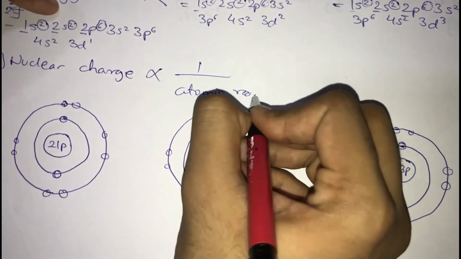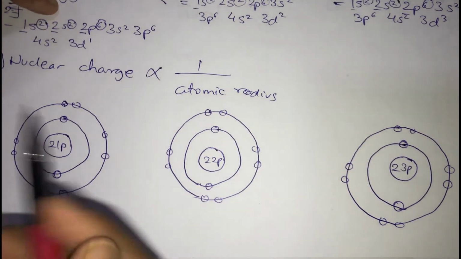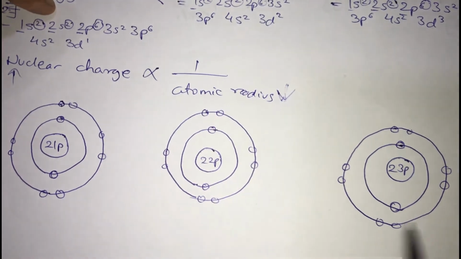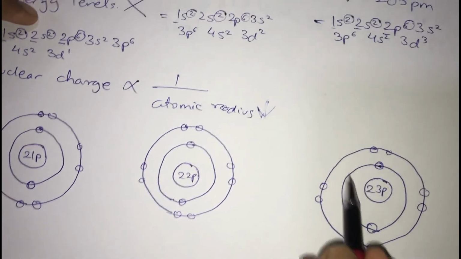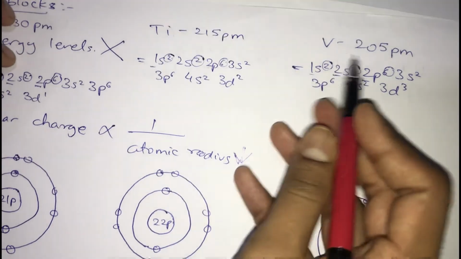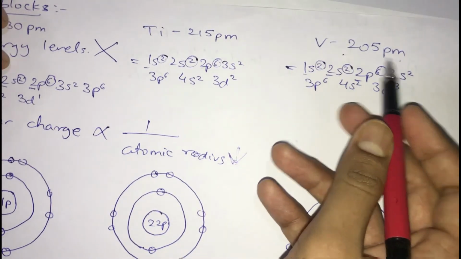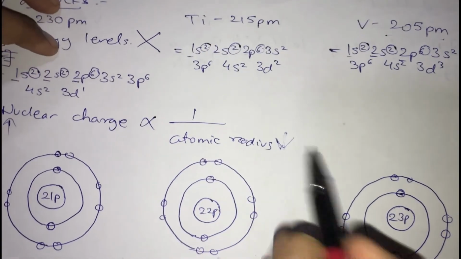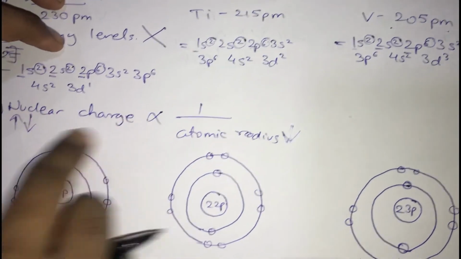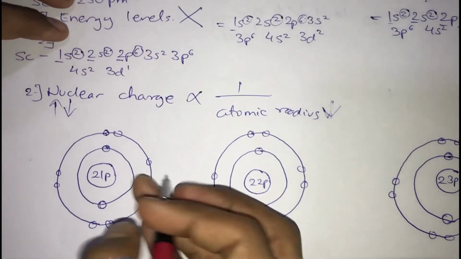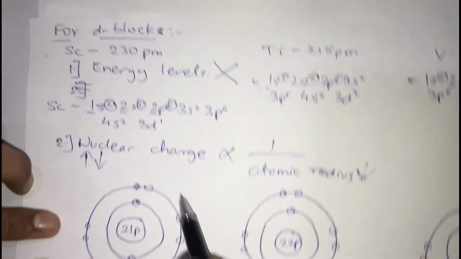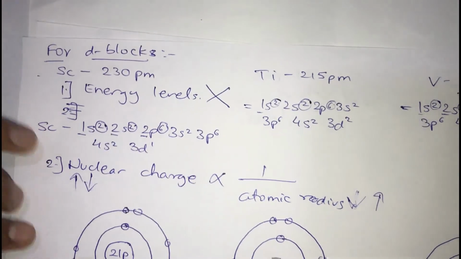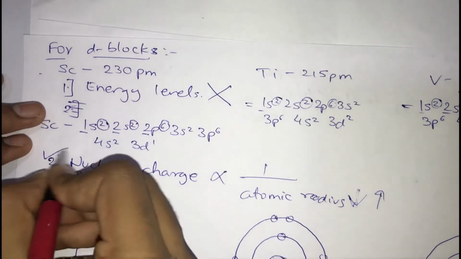So if the nuclear charge is greater, as I told earlier, the atomic radius will be less. So here you can see that the nuclear charge of vanadium is greater, therefore the atomic radius of vanadium is 205. Similarly, who has the lower nuclear charge? It is nothing but your scandium. So scandium has a lower nuclear charge, therefore it has the greatest atomic radius. So we have understood that this second factor is responsible for the decrease in the atomic radii as we move from left to right.